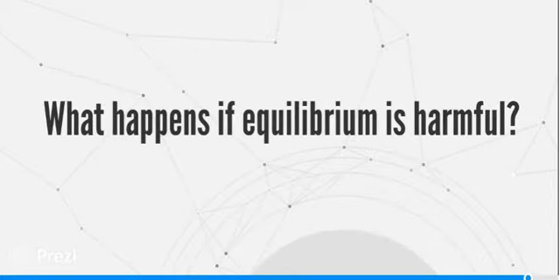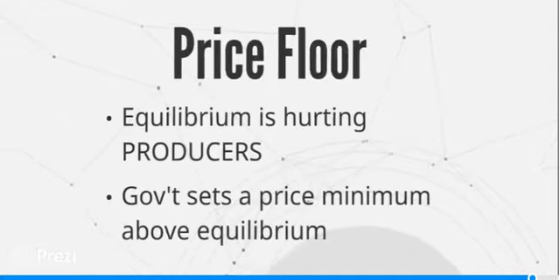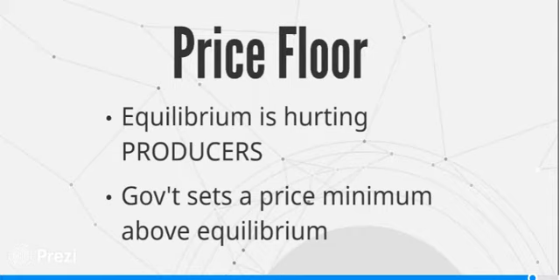All right, so what happens if equilibrium is harmful? We've talked about what happens if equilibrium is not met, but what happens if equilibrium, where it naturally sits, is not good for a producer or not good for a consumer? We have 2 different situations that can arise. The first of which is called a price floor. This means that equilibrium is hurting producers. It's in all caps for a reason. Please write it in all caps as well.